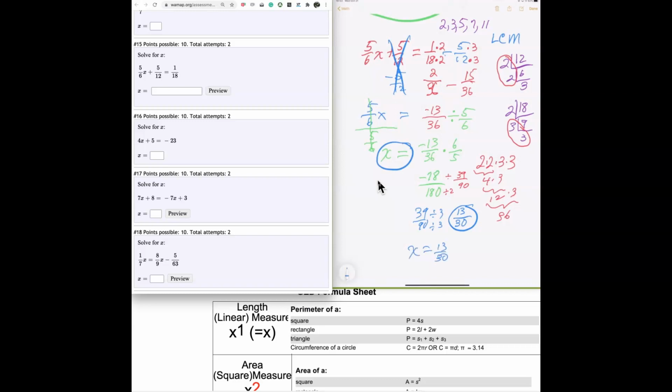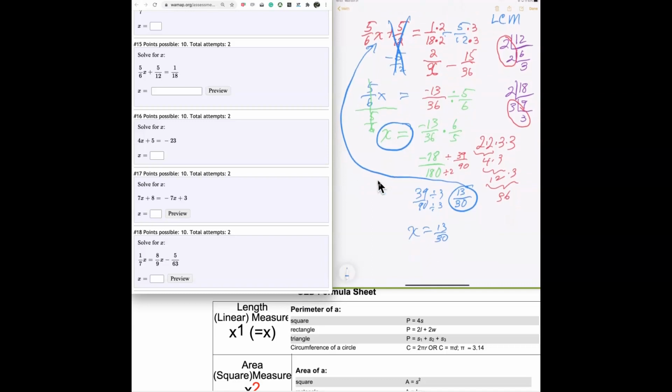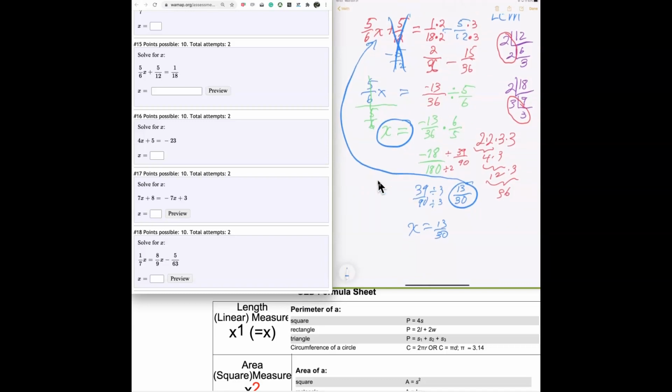And we should be able to plug this in up here, and that should be the right answer. So let's try it. 5/6 times 13 over 30 plus 5/12 is equal to 1/18. Sorry. Thanks, whoever shouted that out. That was helpful.